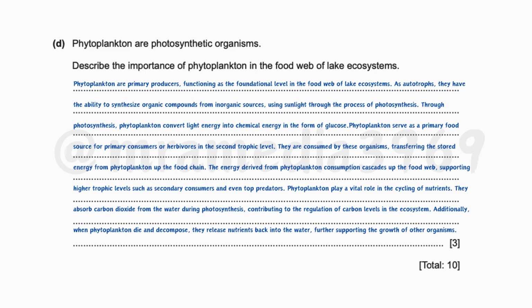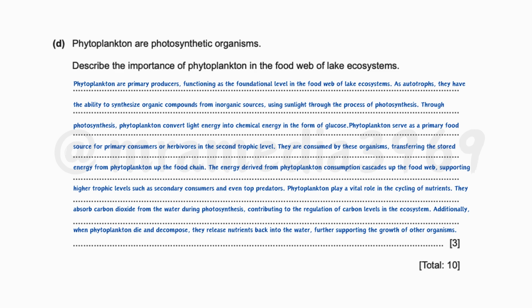Phytoplankton serve as a primary food source for primary consumers or herbivores in the second trophic level. They are consumed by these organisms, transferring the stored energy from phytoplankton up the food chain. The energy derived from phytoplankton consumption cascades up the food web, supporting higher trophic levels such as secondary consumers and even top predators.